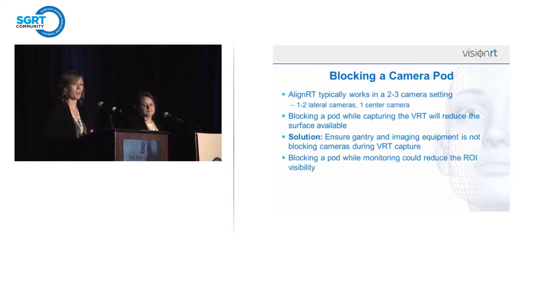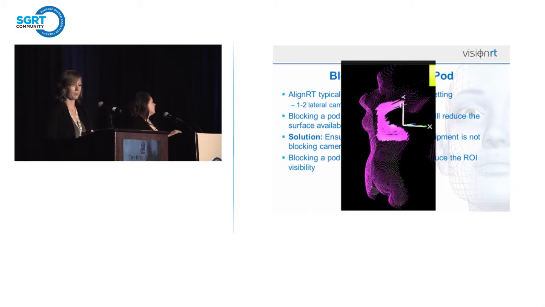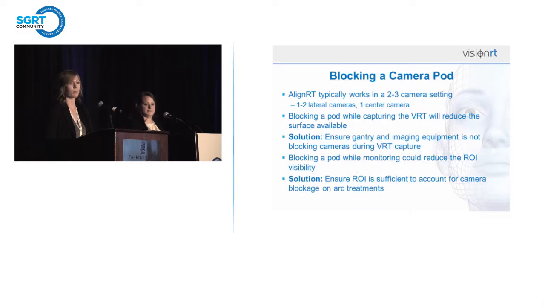Blocking a pod while monitoring could also reduce the ROI visibility. So here we can see, just like the other picture, we are blocking the pod on the side where the ROI is, which means that we have a lot less area to work with when we're doing our monitoring. Our solution is to ensure that the ROI is sufficient to account for the camera blockage. This is especially important during ARC treatments.